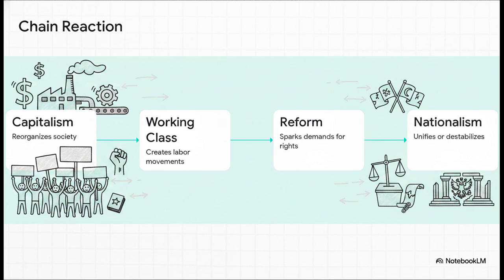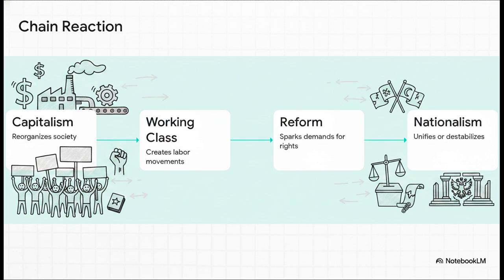Everything is deeply interconnected. Industrial capitalism came in and reorganized society, right? But that new system created a massive urban working class, which eventually led to labor movements, socialism, and class consciousness. And then those labor movements started demanding the exact same political reforms, equality, and rights that the political revolutions were fighting for in the first place.